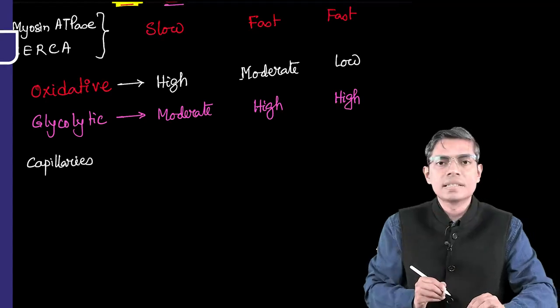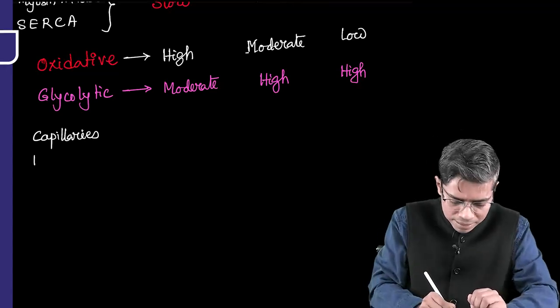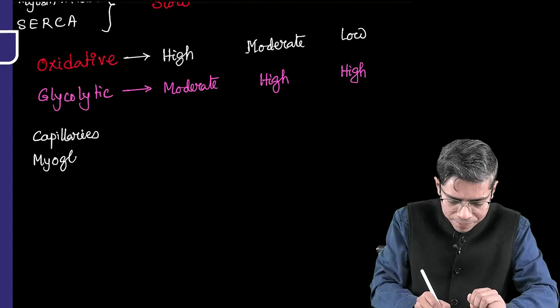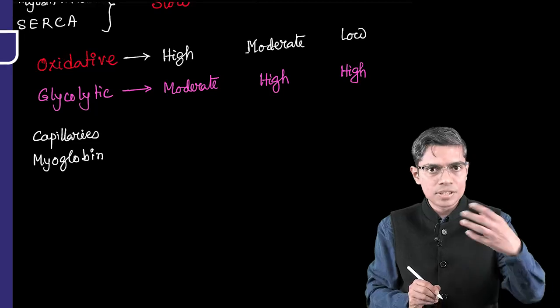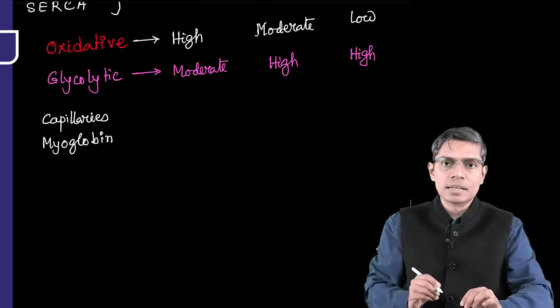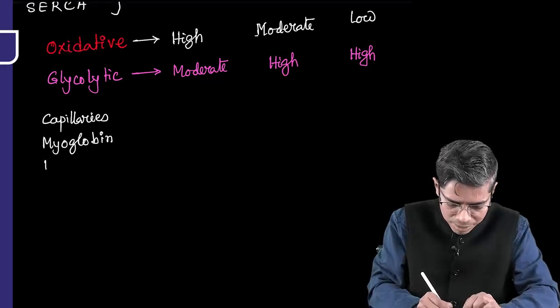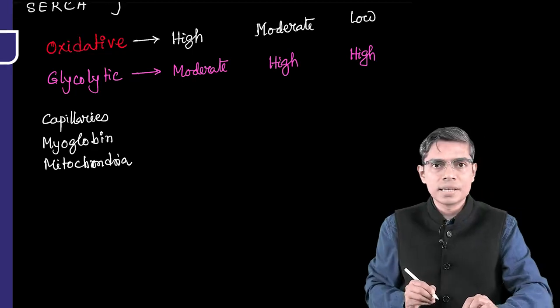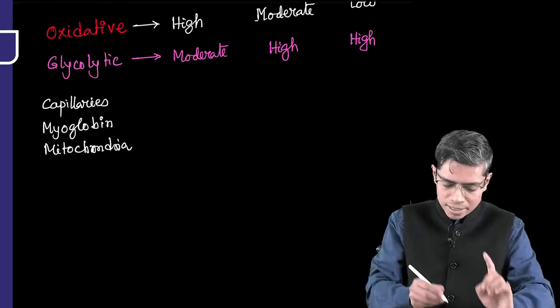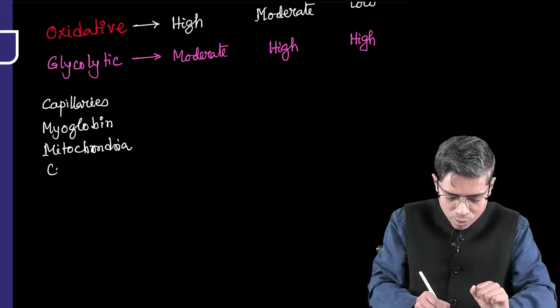Capillary density within the muscle should be very high. Not only capillaries, the content of myoglobin inside the muscle has to be higher, right, if it is based on oxidative metabolism. Not only that, we know that the oxygen-utilizing organelle inside the cell is nothing but mitochondria. So mitochondria number should also be high. Not only mitochondria, inside the mitochondria, the enzyme which utilizes the oxygen is cytochrome oxidase enzyme.